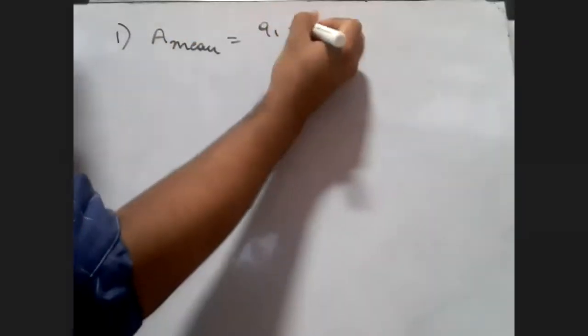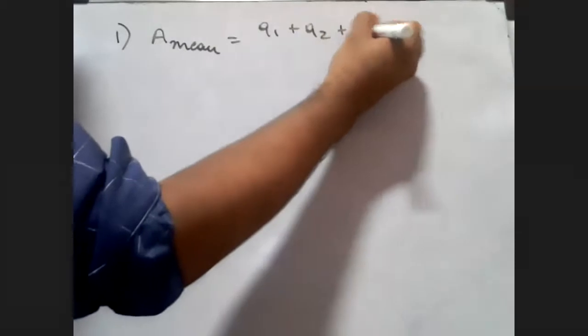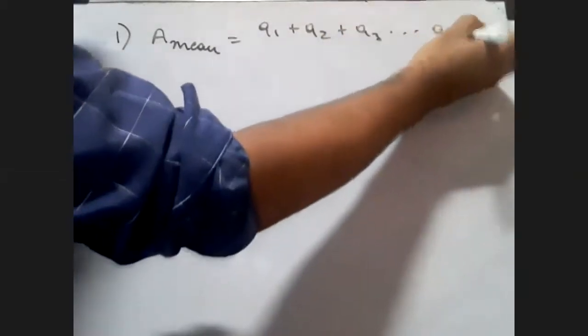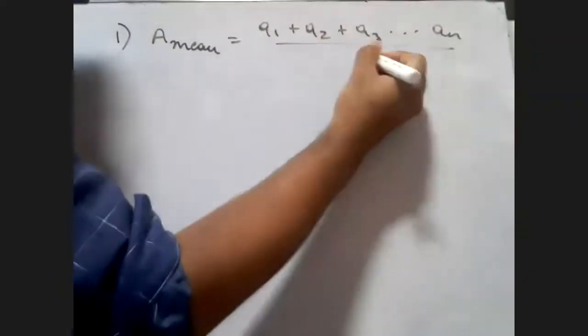Now comes the topic of relative error. Now, what is relative error, students? First, understand that the first thing we calculated was, let me write it properly, A mean is equal to A1 plus A2 plus A3 and so on till AN, whole upon N.